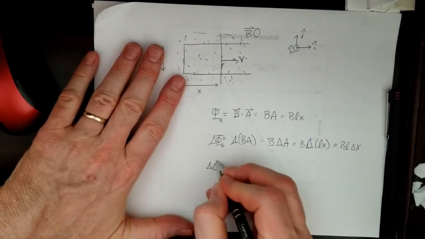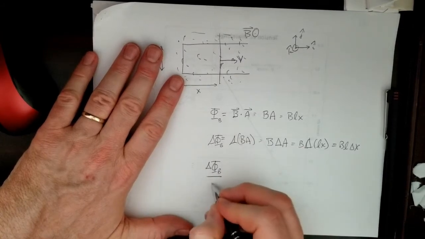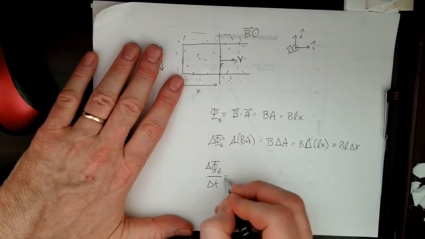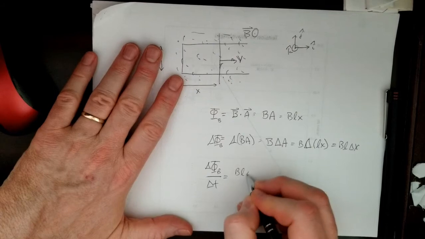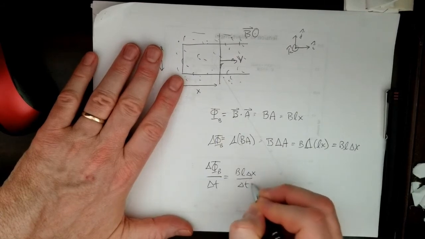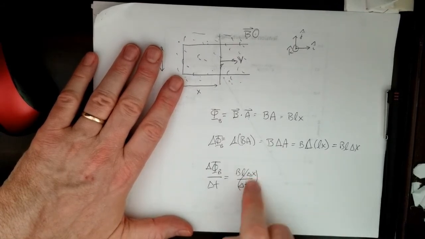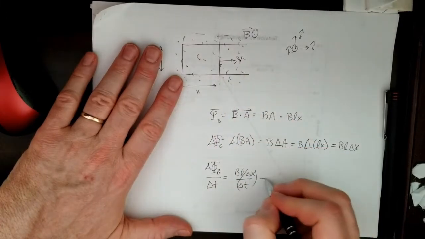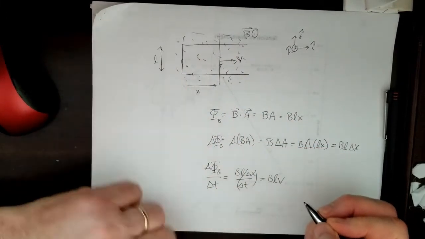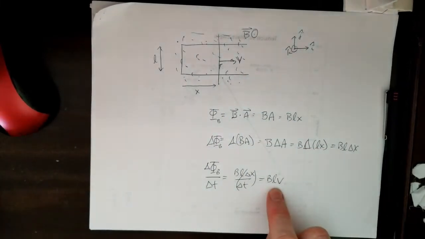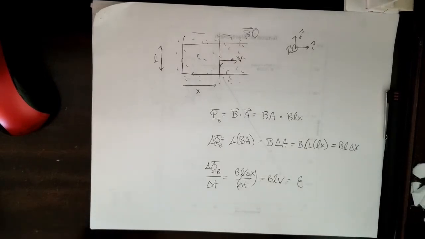So the change in the magnetic flux over time is equal to BL delta X over delta T. And that change in distance over change in time is just the speed. So this is the induced EMF. I'm not worried about sign right now.